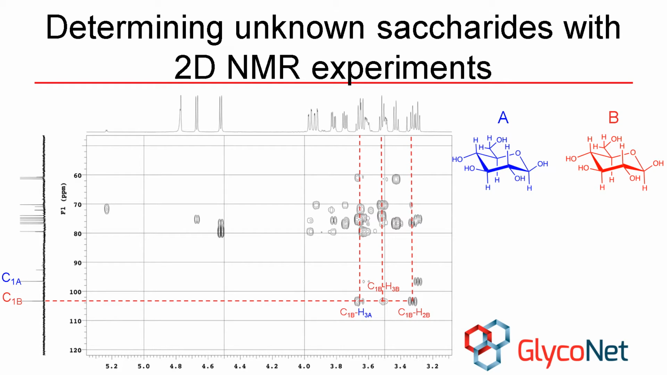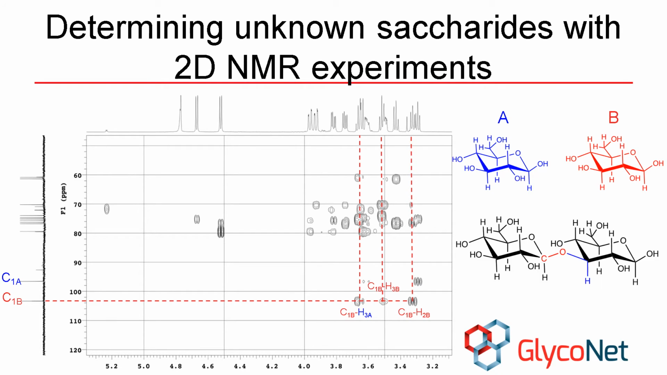In this case, we see a correlation between C1b and H3A, C1b and H3b, and C1b and H2b. The important cross-peak here is the one between C1b and H3A. This tells us our two monosaccharides are linked in a 1,3 linkage. Using all of the information that we have gathered, we are able to determine that our unknown compound is beta-D-glucopyranose 1,3-beta-D-glucopyranose.